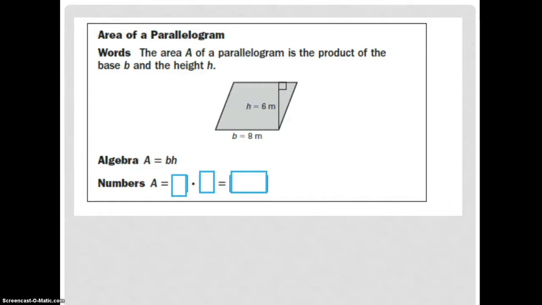Here's a parallelogram, and you can see that the height is the middle line, and the base is either the bottom or it could be the top. This could also be the base. These actually would be the same number anyhow, so it doesn't matter. So all you have to do for the formula for area of a parallelogram is take base times height. So 6 times 8, 48 meters, and you square it because it's area.